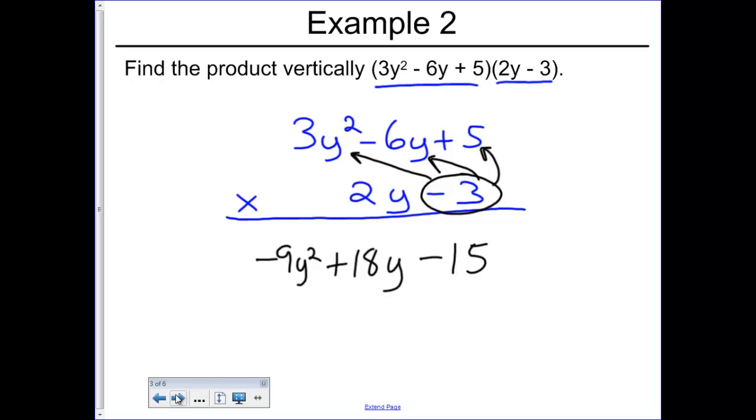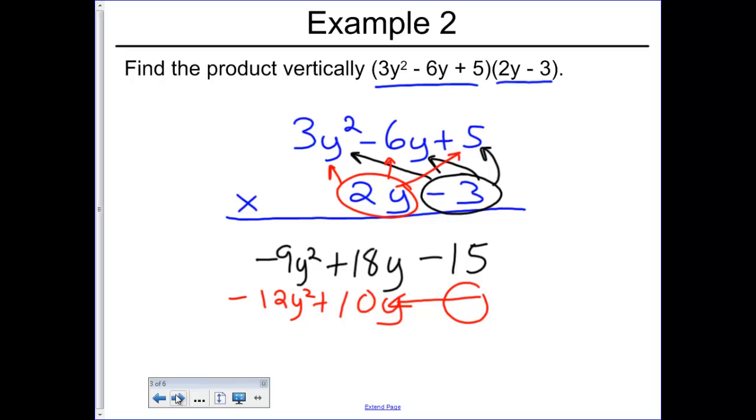I'm going to go ahead and take my 2y and move over one space, just like putting a 0 there. And I'm going to take my 2y and now multiply it by the positive 5, and I'll get a positive 10y. And my 2y multiplied by negative 6y, I get a negative 12y squared. And my 2y times my 3y squared will give me a positive 6y to the 3rd.